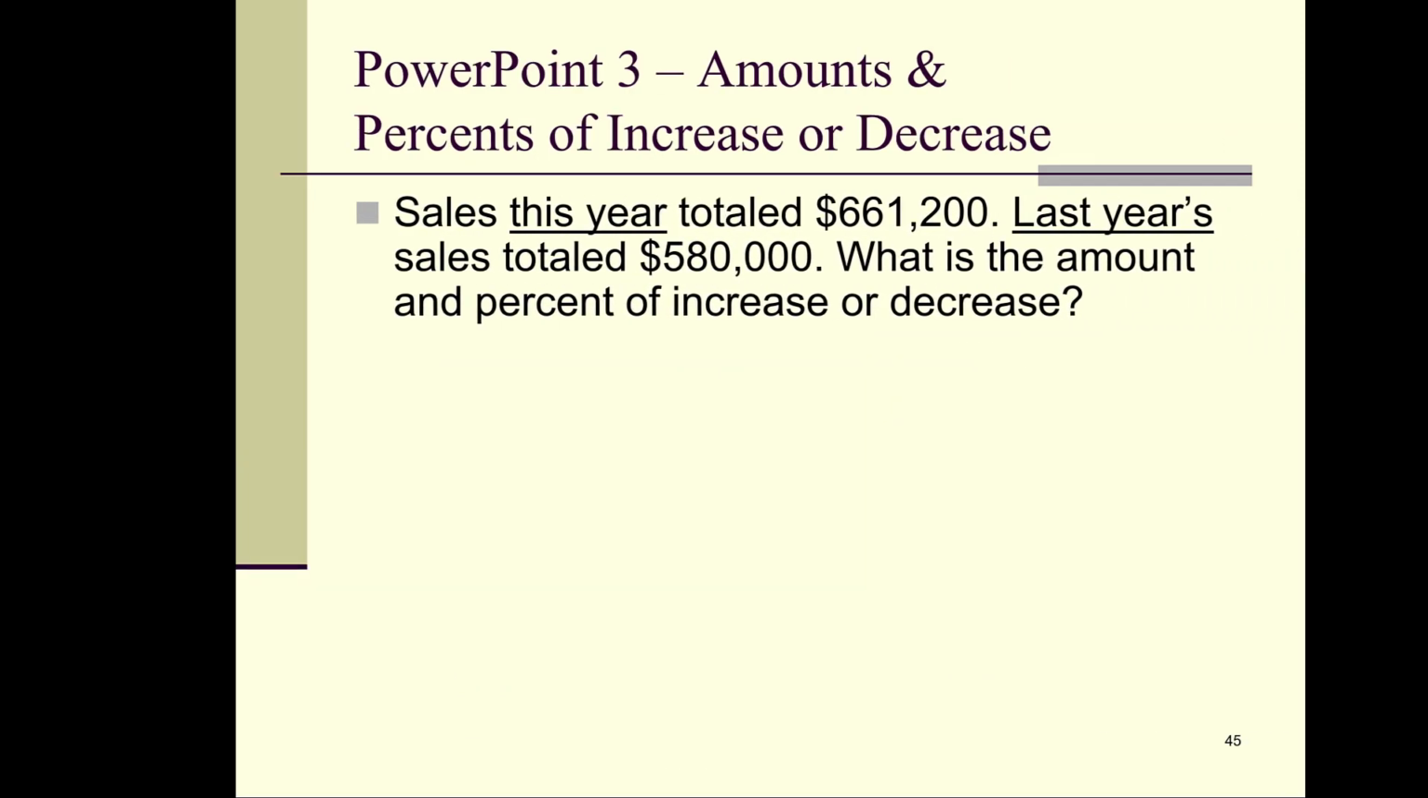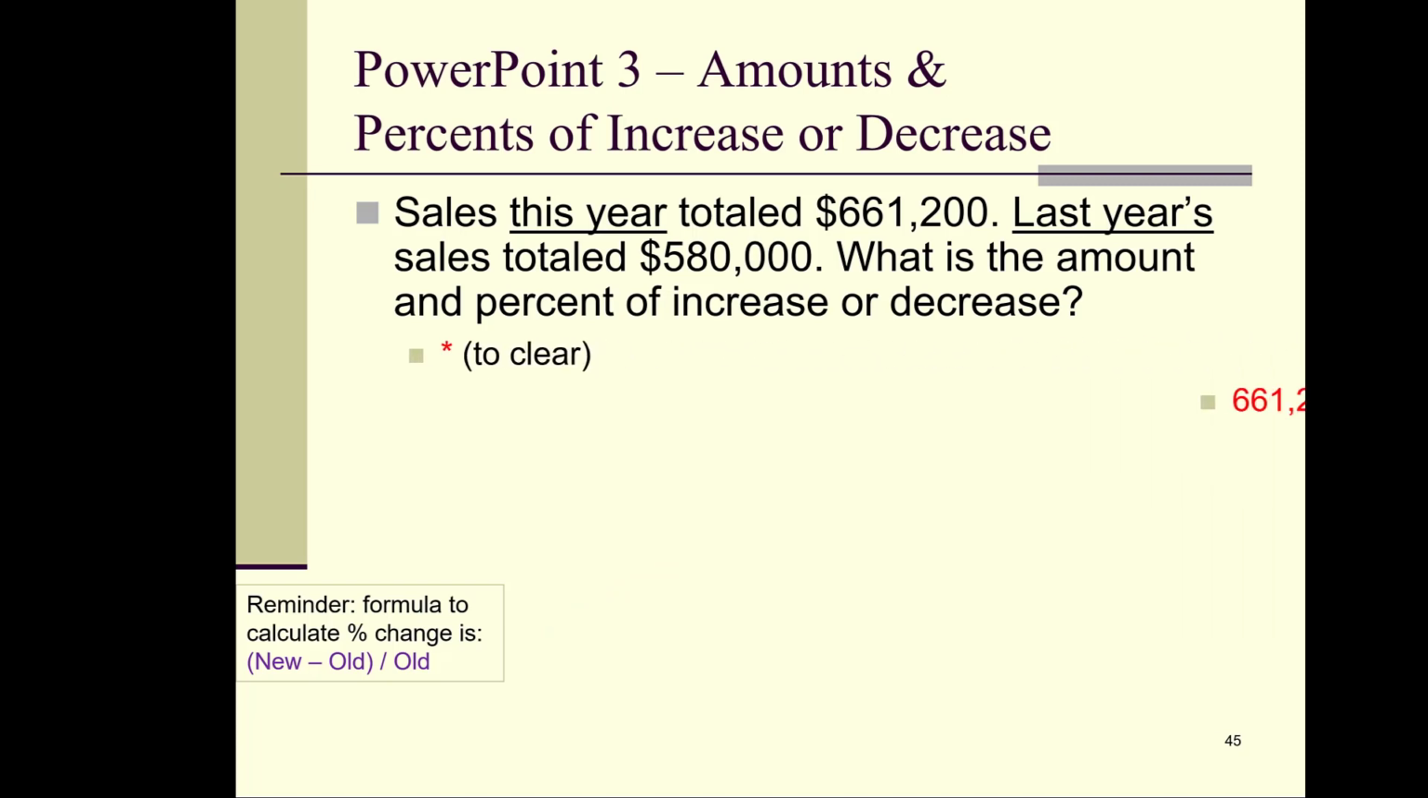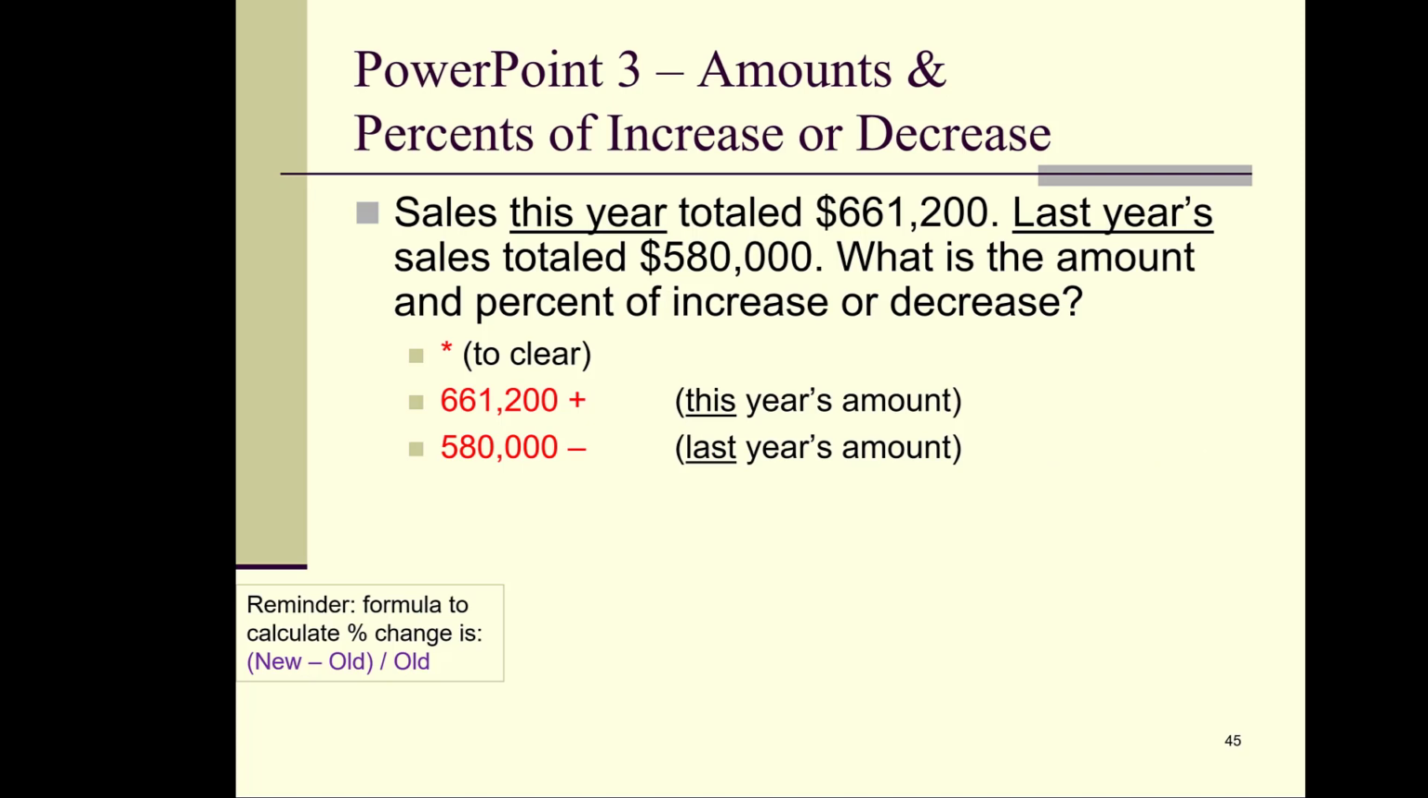So here's the same problem. Here's how we're going to calculate it. First of all, we have to remember our formula. Percentage change is new minus old divided by old. Because this is addition and subtraction, we have to clear. So we're going to enter the new number, 661,200, plus, and then the old number, 580,000 minus, and then we're immediately going to divide by the old number. Divided by 580,000, hit the percent sign, and you should get 14, which means 14%. So it looks like sales have increased 14%. Well, that's good.